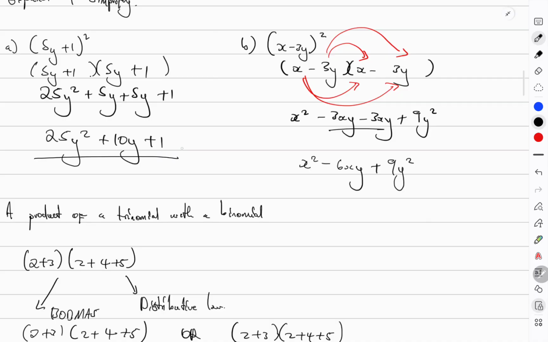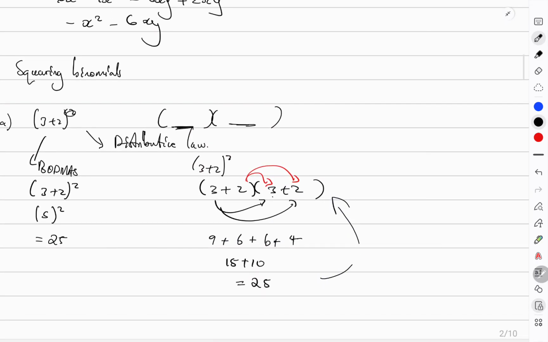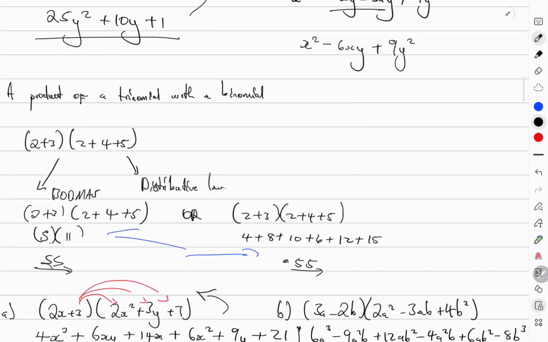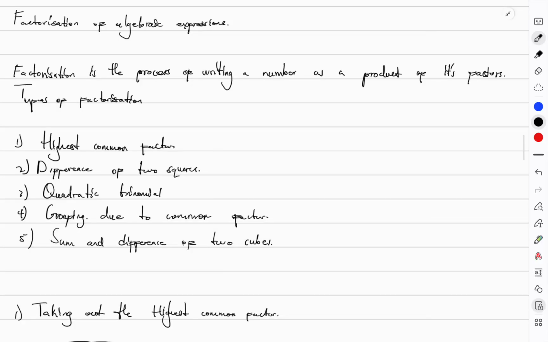Factorize means take your answer, take it back here. That is what factorize means. Right. So with factorize, we have 5 different types of factorization.